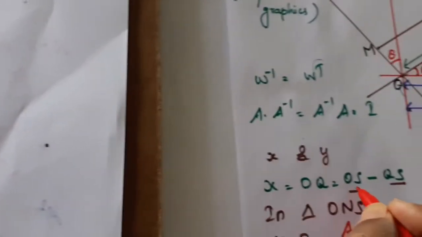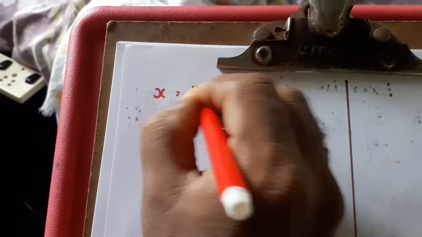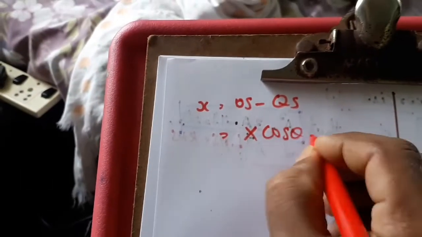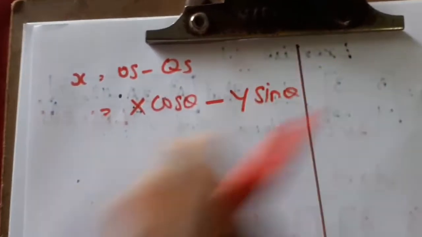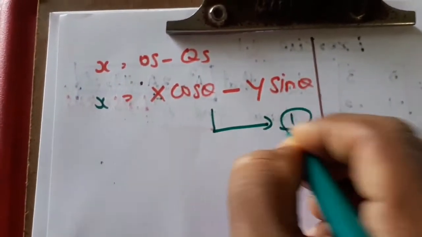So what is the meaning of x? x is equal to OS minus QS. OS we found just now. What is the value? Capital X cos theta minus QS is equal to capital Y sin theta. So capital Y sin theta, this is what we have taken. This is small x. This is equation number 1.